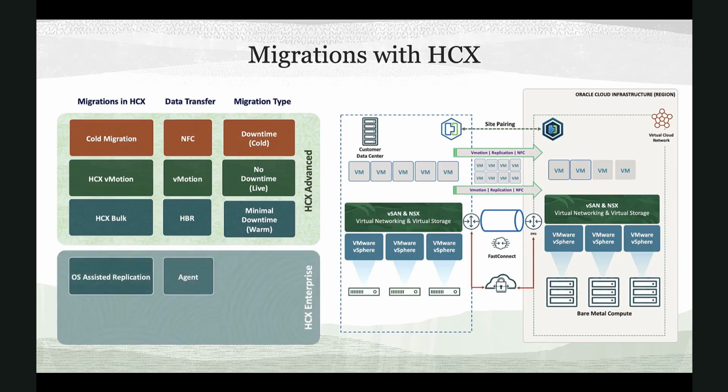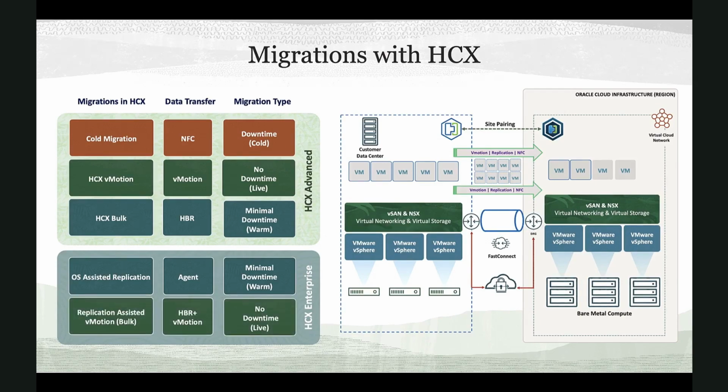HCX Enterprise provides additional migration features like OS-assisted replication. This is done through an agent deployed on the guest operating system of the VM, and it has minimal downtime, so it is a warm migration type.